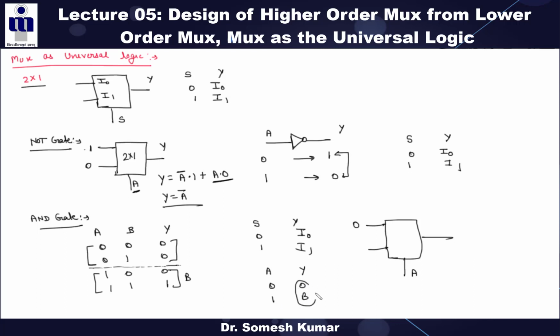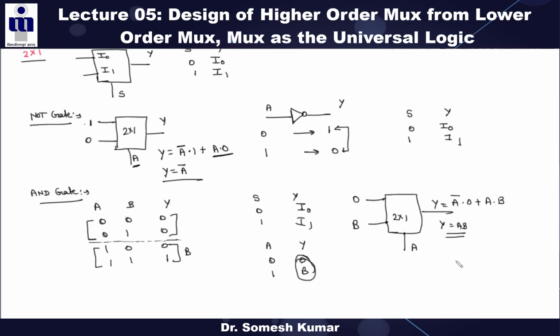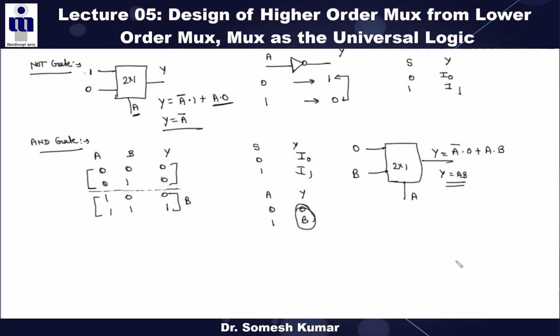And these are your inputs, right? So 0 and B are your inputs, and this is your output. Now does this behave as the AND gate or not? Yes, this behaves as your AND gate. So this is nothing but your AND gate. Similarly, you can design the OR gate using the 2:1 mux.